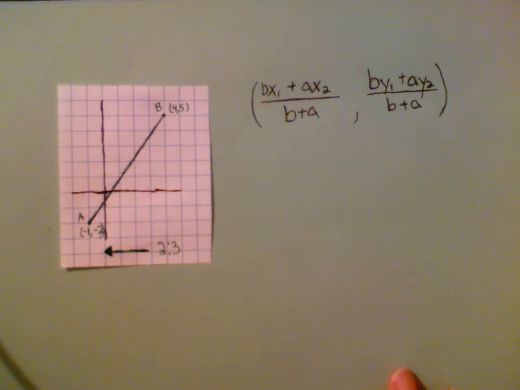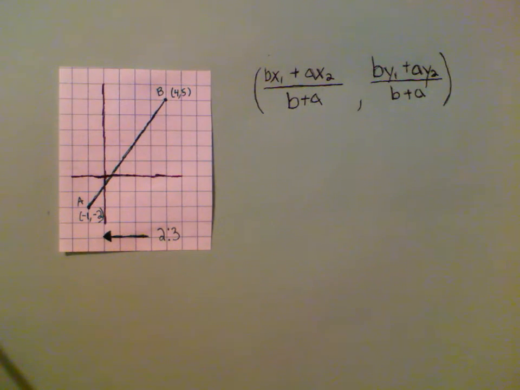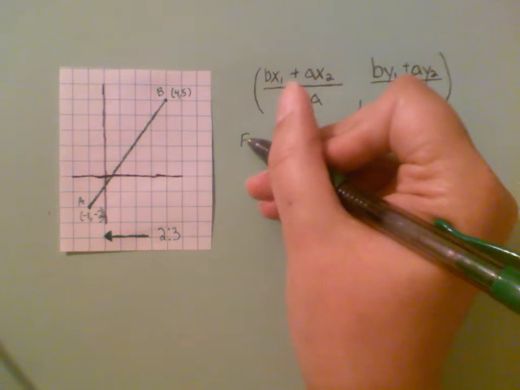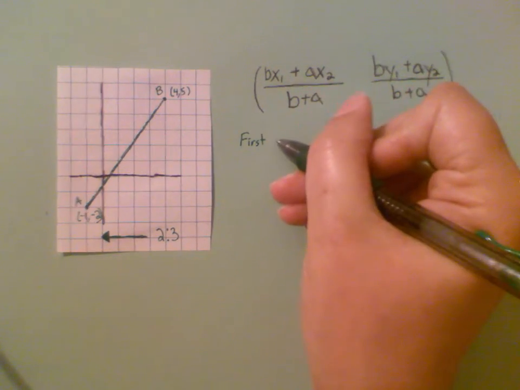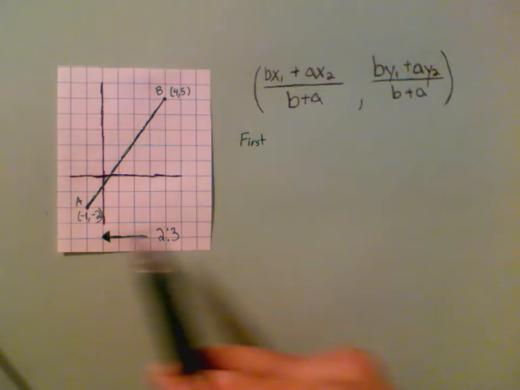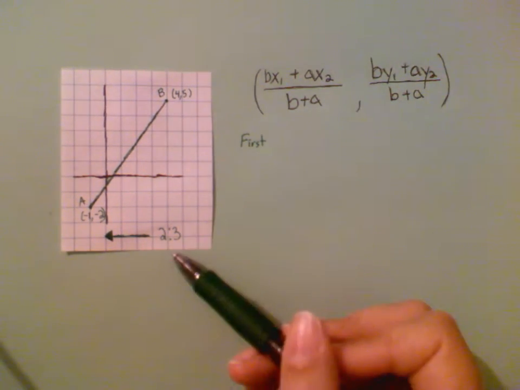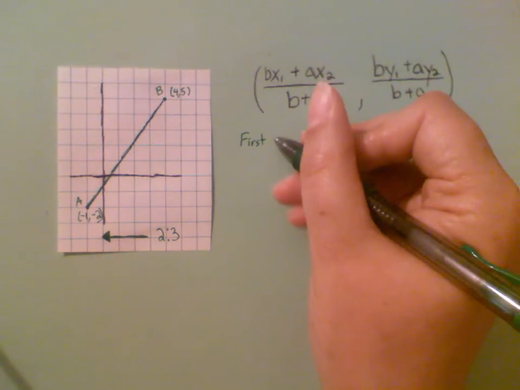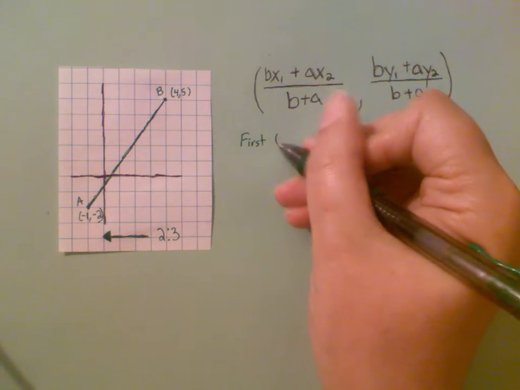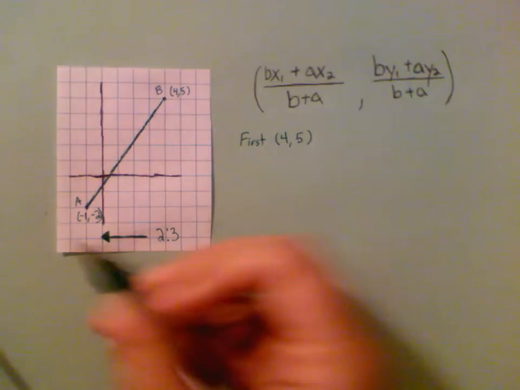Okay, so let's look at this. All right. So we're just going to do the same exact thing that we did before. Well, not the same exact thing because we are going from right to left this time instead of left to right. So our first point here is actually going to be point B. But we're using the same ratio. So point B is our first point. That's 4, 5. Point A is our second point.